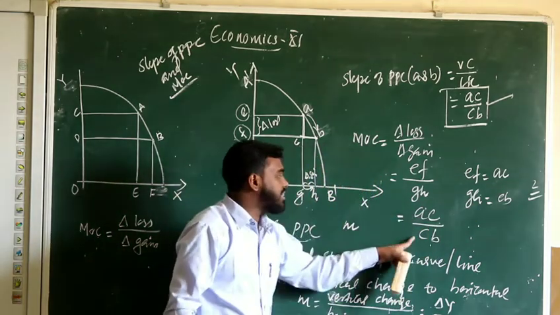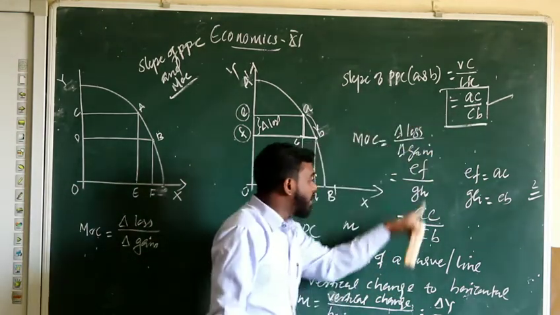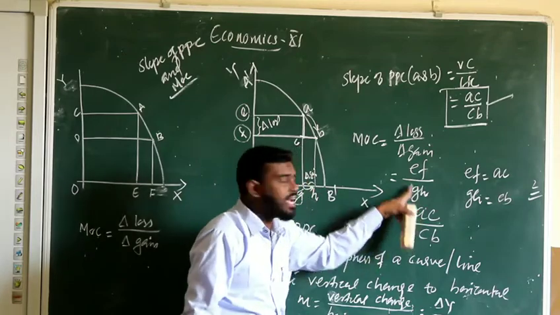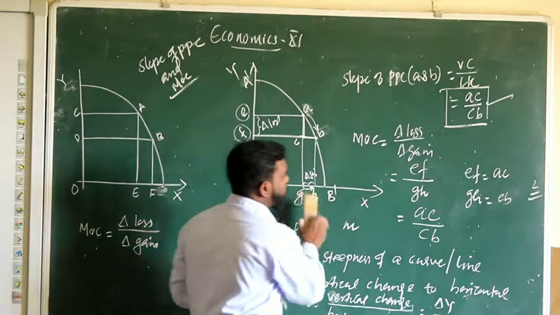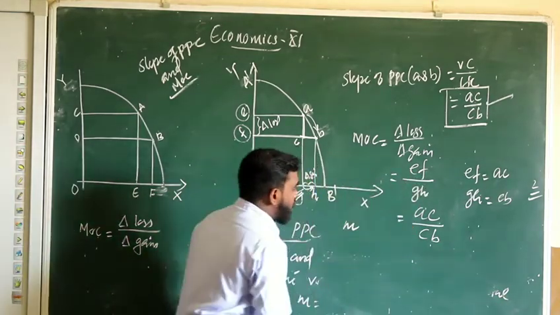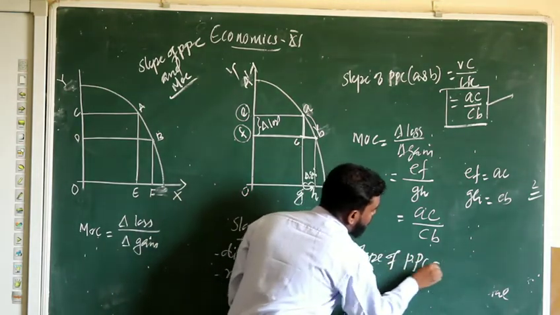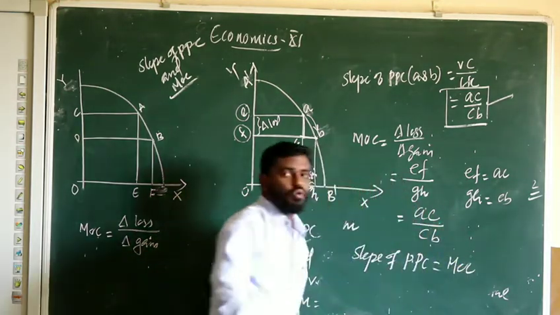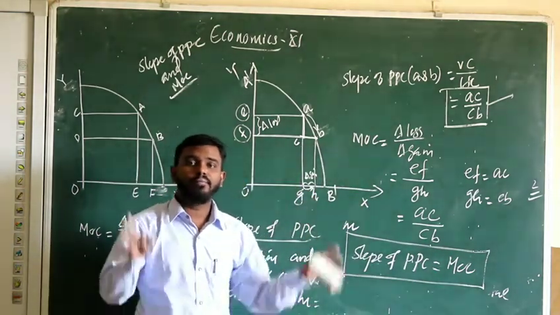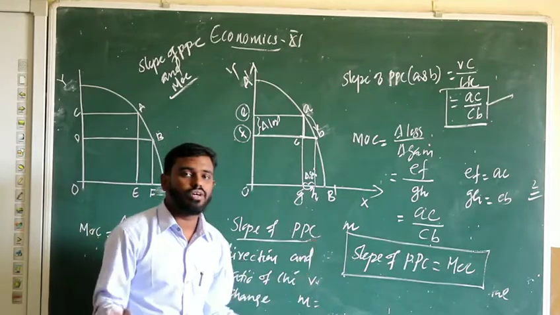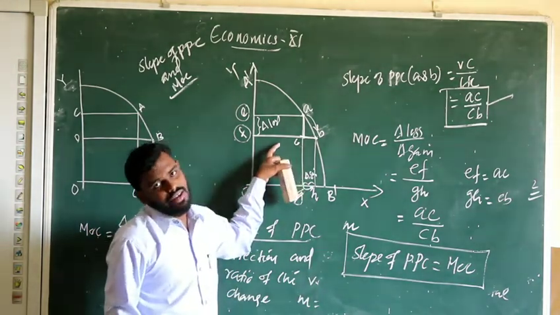So what is this AC upon CB? That is equal to slope of PPC. Then what is EF upon GH? That is equal to MOC. Then we can conclude, final conclusion, that slope of PPC is equal to MOC, marginal opportunity cost. We proved it by using this diagram.